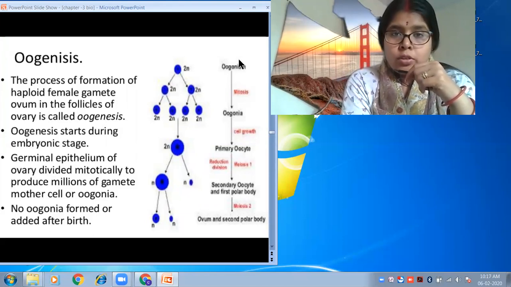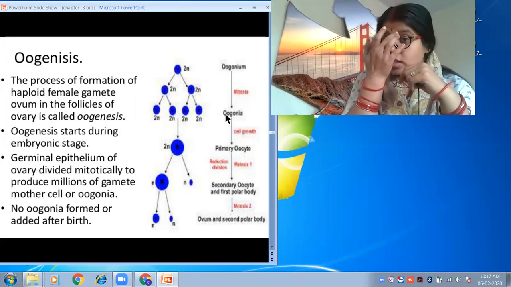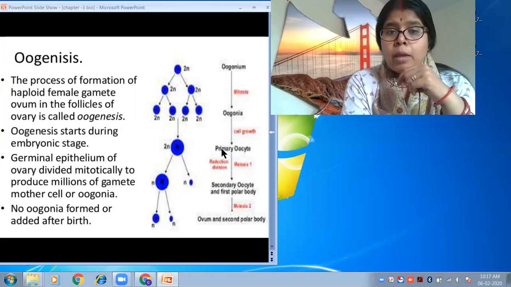First, the oogonium undergoes mitosis to form oogonia. I was telling you that many immature oocytes form as oogonia. The oogonia undergo cell growth and cell differentiation to form the primary oocyte. Again, this primary oocyte undergoes meiosis 1 to form the secondary oocyte, and when the secondary oocyte forms, it releases one polar body, called the first polar body.